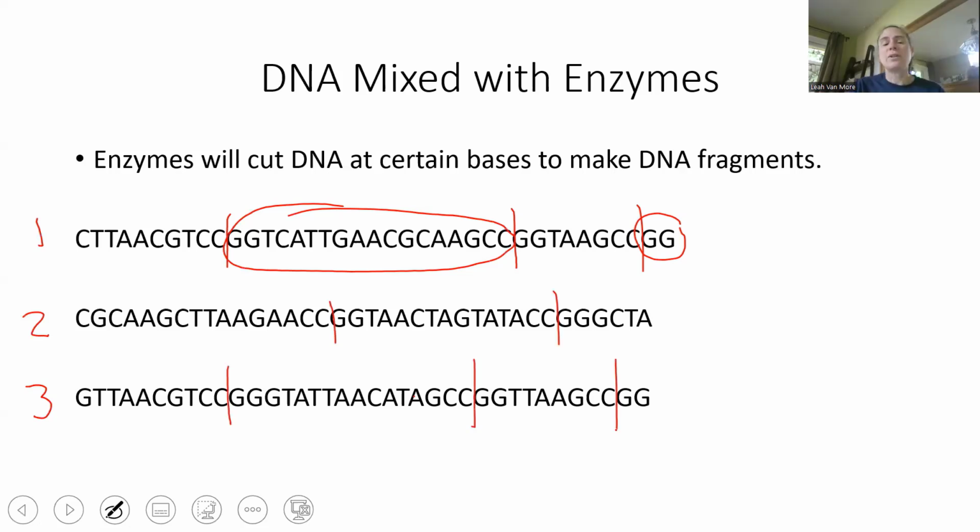So if I've gone through and cut all my DNA, what I can see is that organism 1 and organism 3 have fragments that are very, very similar in length to each other, which means they are more closely related to each other than they are to organism 2. So I might make a phylogenetic tree that looks kind of like this. And that's how I would use the DNA.